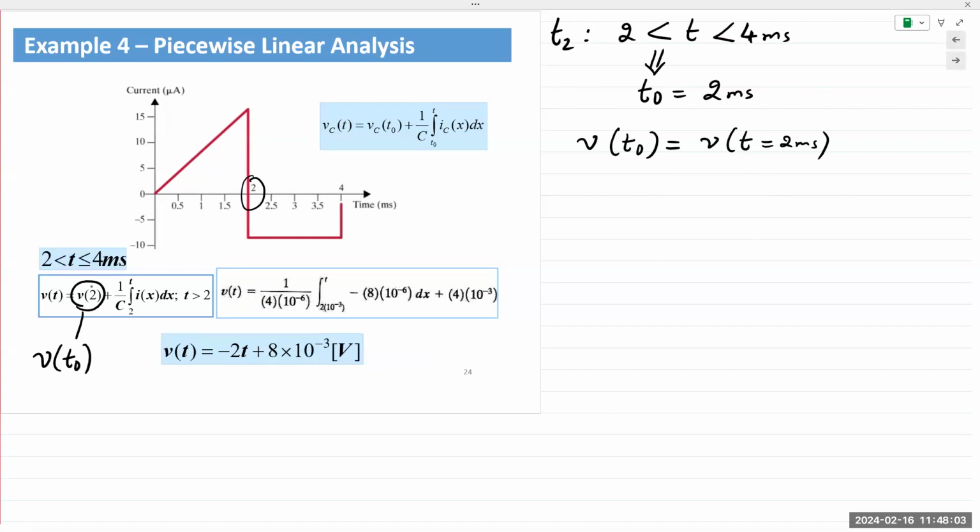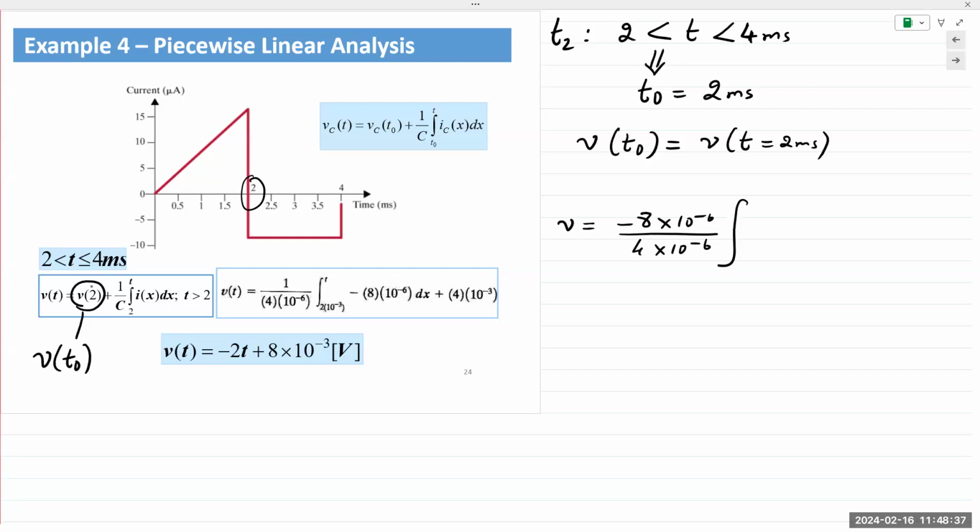So again, just because it says T0 does not mean T equals 0. It means simply the point in time at which I began my analysis. And once I account for that, it simply means I add it up. And then I plug in the values, minus 8 microamps. So V of T would simply be minus 8 microamps. I'm going to take this outside. 4 into 10 raised to minus 6.